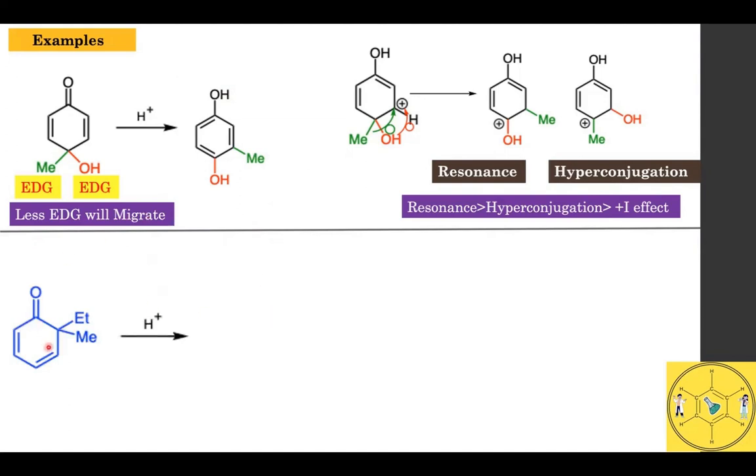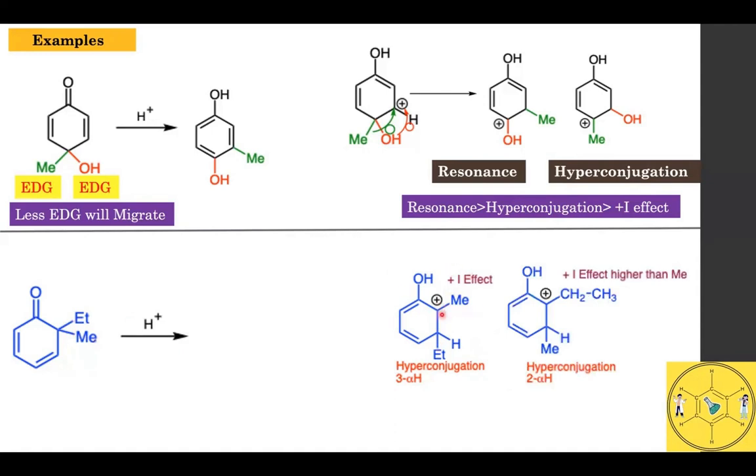In our previous examples, we saw that all of them were 4,4-disubstituted cyclohexadienones. Not only 4,4-disubstituted cyclohexadienone, even 2,2-disubstituted cyclohexadienone also undergoes this dienone-phenol rearrangement. So when you subject it to acid conditions, it probably generates these two types of carbocation intermediate. So first, when you migrate the ethyl group, you will get this carbocation intermediate.